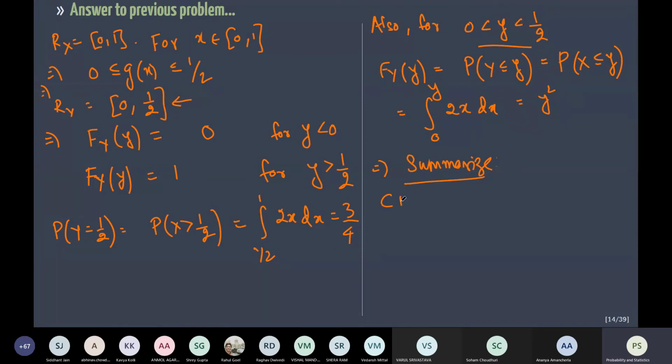summarizing the CDF of Y. Now, how does the CDF of Y look? F_Y(y) is 1 if y is greater than or equal to half, and it is y squared when 0 is less than or equal to y less than half. I can also include 0 here. And it is 0 otherwise.